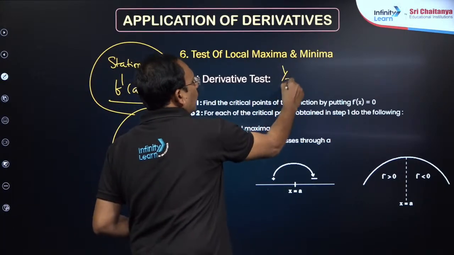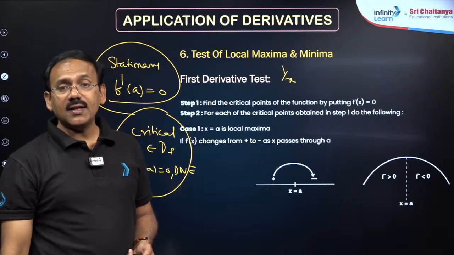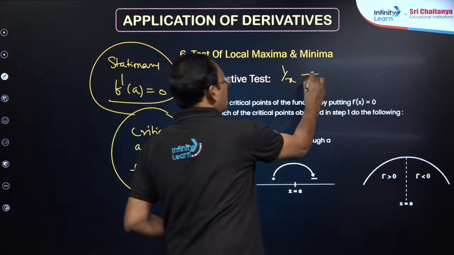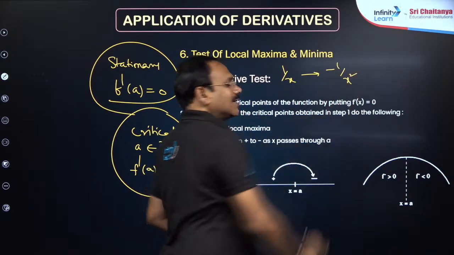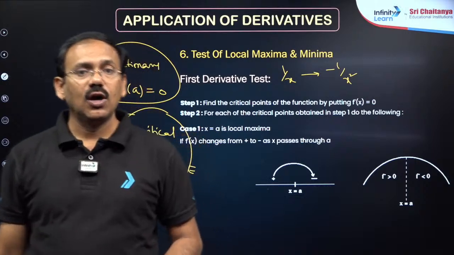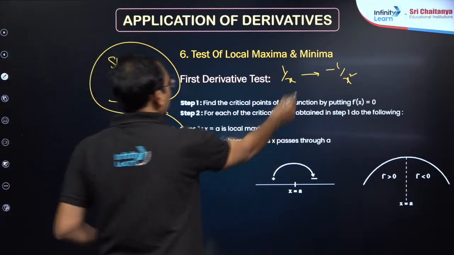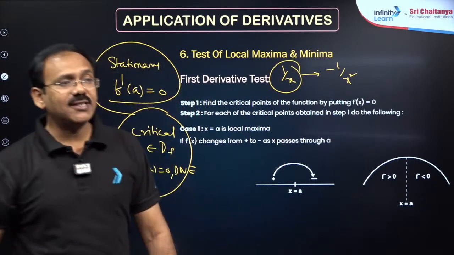For example, 1 by x, if you take, how many critical points are there? Its derivative is minus 1 by x square, so the derivative does not exist at 0. How many critical points are there to this function, dear students?